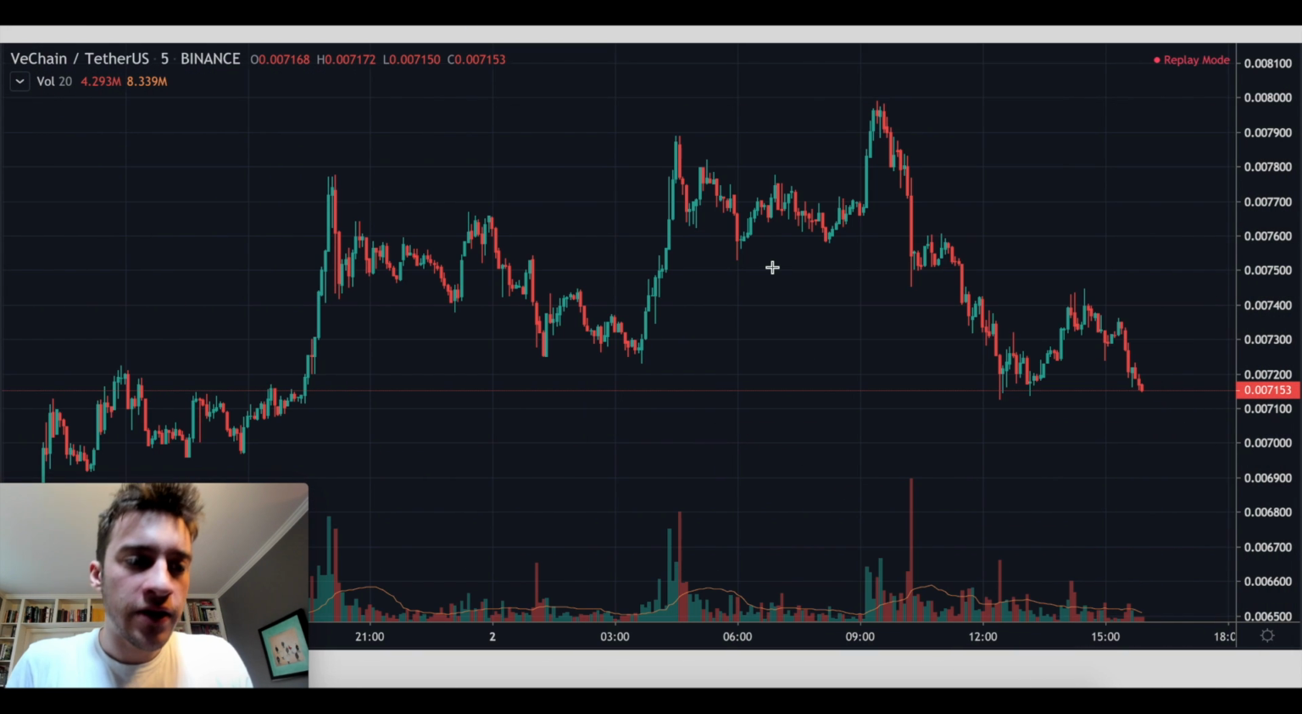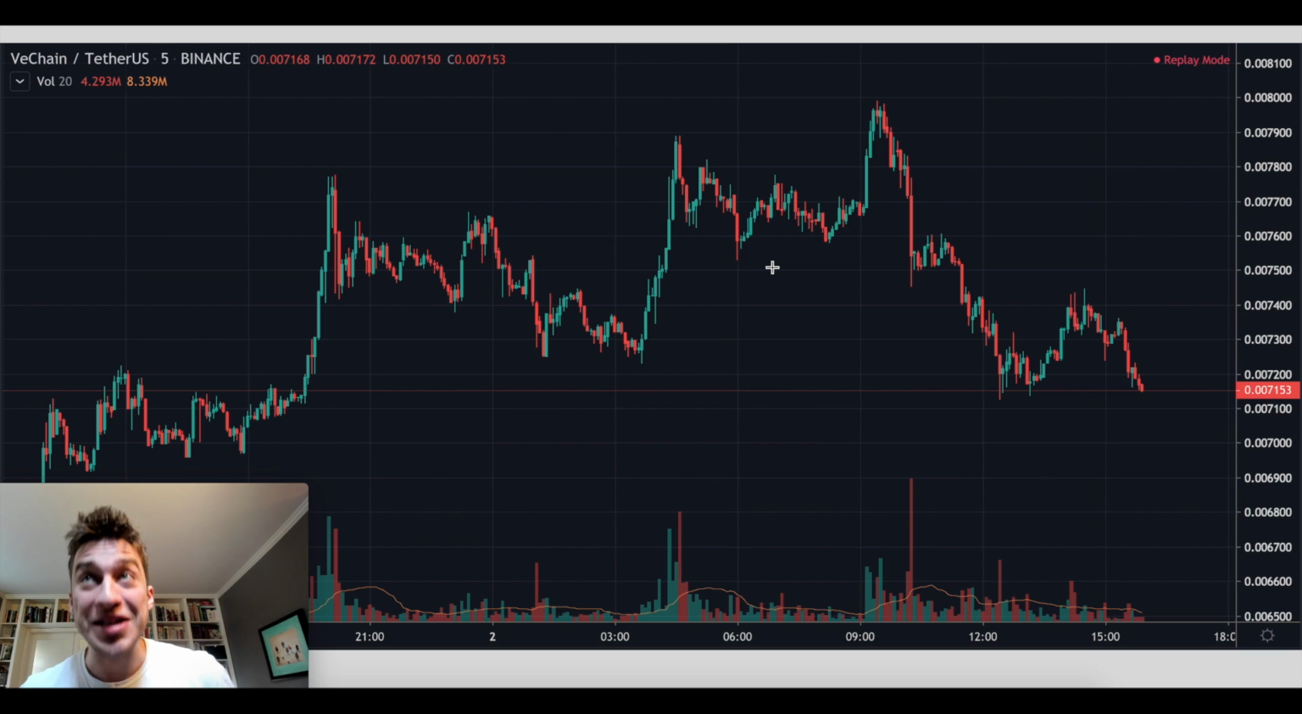All right, the final one, VET USDT, all the acronyms. So what do you guys see here? I think that this is a pretty clear pattern. This would have been a pretty beautiful short had you noticed the bull trap that was just occurring here. But besides that, where do you think a good limit sell order would be? Where do you think that a lot of bulls are trapped, and where do you think that price is going to end up going in the future?